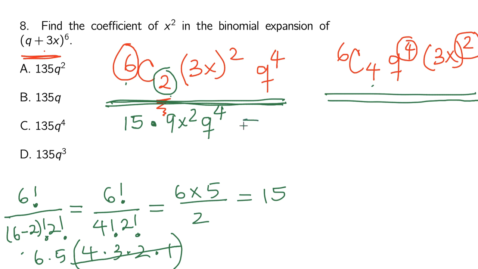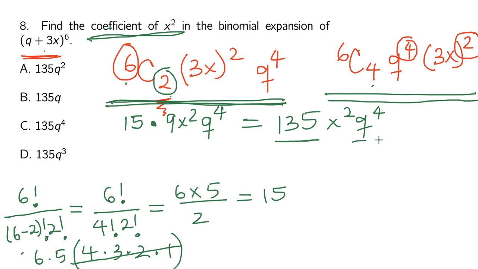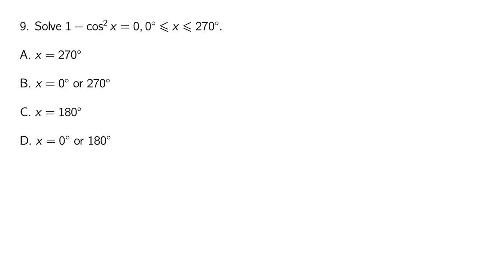So simplifying this, we get 15 times 9, which is 135. So 135 x squared times q to the fourth. But we are looking for the coefficient of x squared. So it's going to be 135 times q to the fourth. And that's C. The next problem is to solve this trig equation.